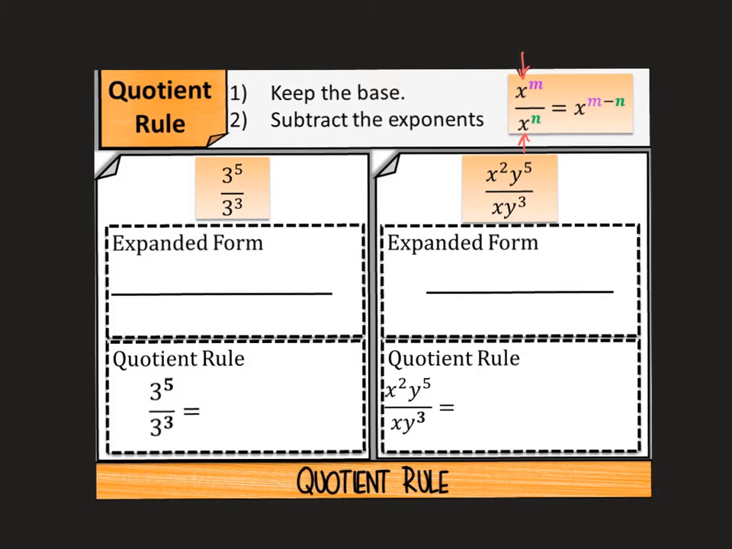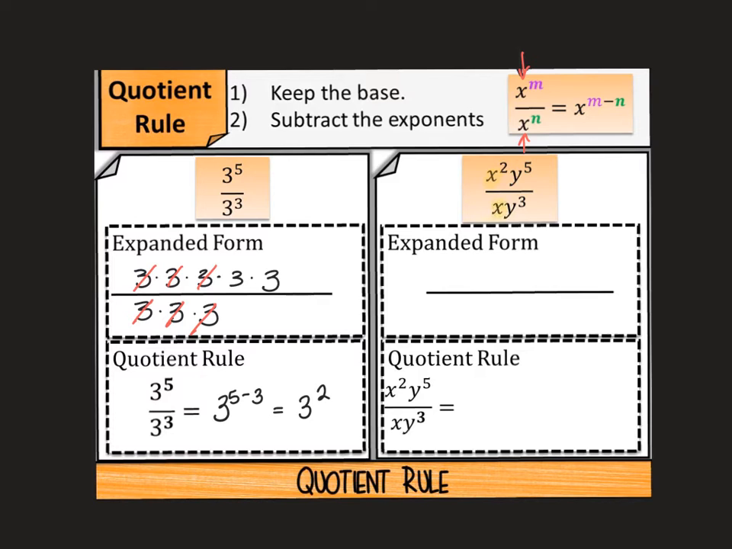The expanded form for this first example, I have 3 to the fifth. 1, 2, 3, 4, 5, 3 to the fifth. On the denominator, I have 3 to the third. 1, 2, 3. If you think about it, I can cancel some of these out. And what am I left with? I'm left with 3 squared on the numerator. So I would have 5 minus 3. That's 3 squared.